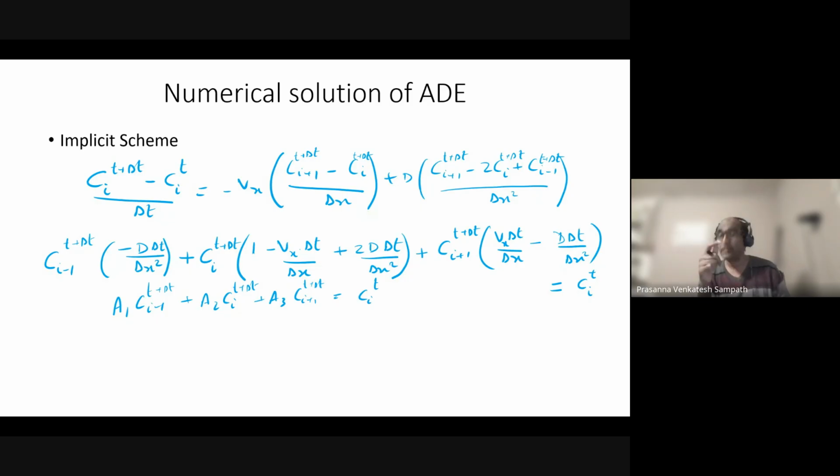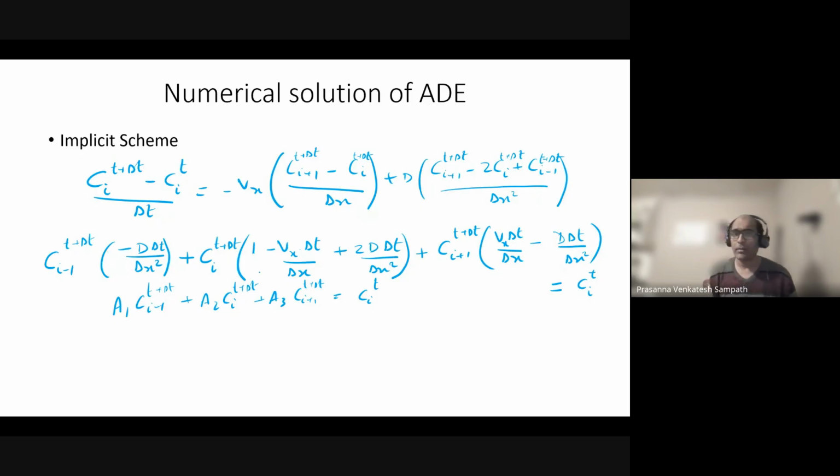So if I write this equation for i equal to 2, for i equal to 3, for i equal to 4, and so on up to i equal to n minus 1, then I will get a system of linear equations, n minus 2 simultaneous equations that I can solve using a matrix method. Does everybody agree with that?